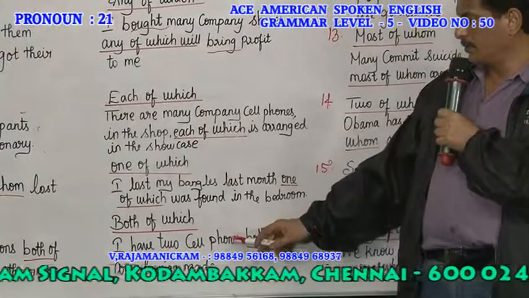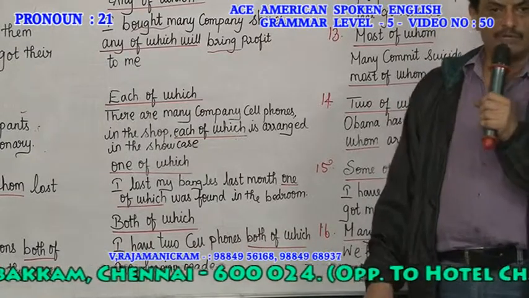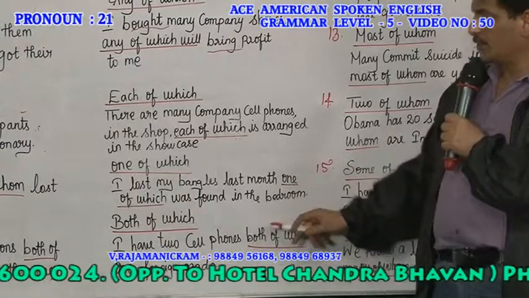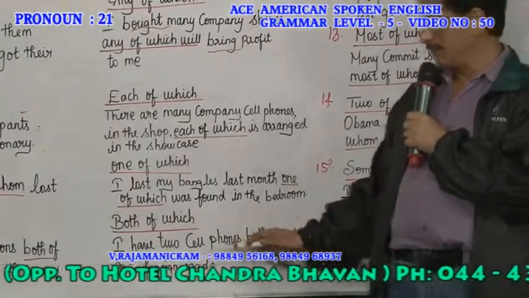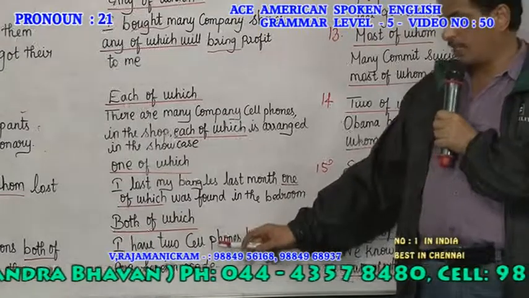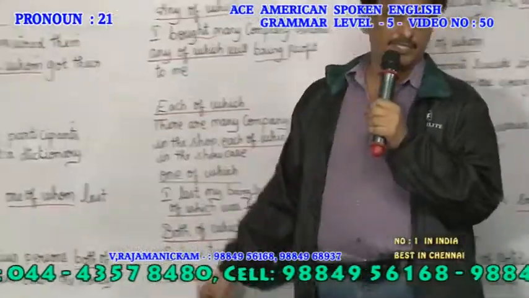You want to mention the object, cell phones. Since cell phones are non-living, not human beings, you use which, and both of which you are telling. So both of which are foreign made. The both of which stands for the object cell phones. You got it? Two cell phones. Hope you are able to understand, my dear friends.